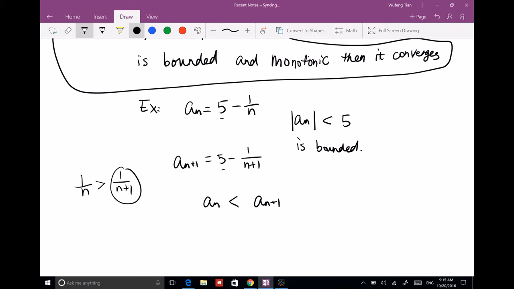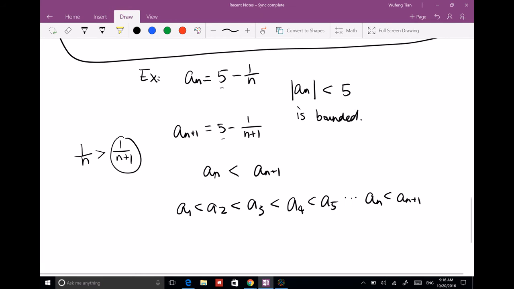Does that make sense? Since 1 over n plus 1 is smaller than 1 over n, 5 subtract a small number makes the whole thing bigger. 5 subtract a bigger number, the whole thing will be smaller. So you get an is always less than or equal to an plus 1. This means a1 is less than a2, a2 is less than a3, a3 is less than a4, and a4 is less than a5. An less than an plus 1 is non-decreasing. It's monotonic, always increasing.